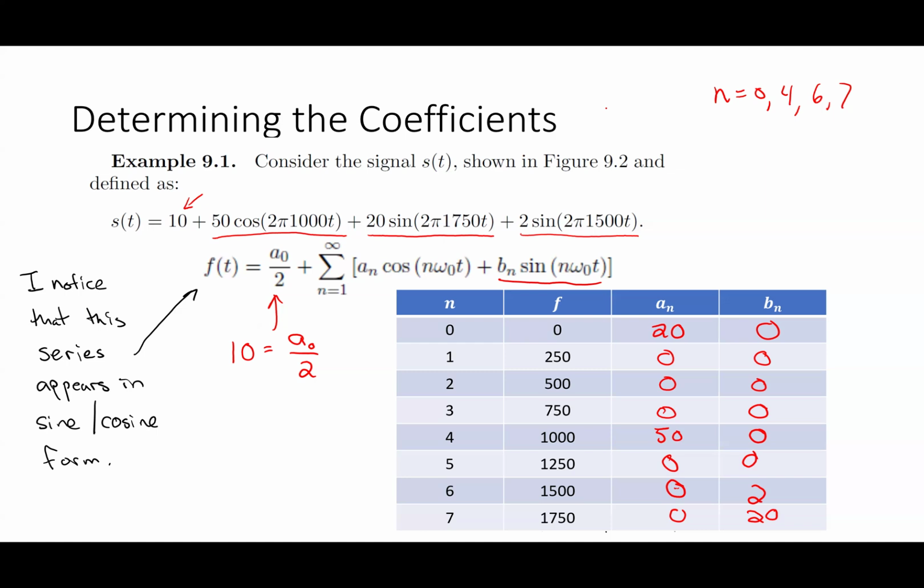Now, what I would do is I look at this and I say, I don't have a fundamental term. So those terms don't exist in the series. So A1 and B1 are equal to 0. And I think of those as knobs. I'm saying I don't need any amount of a cosine at the 250 frequency or a sine at the 250 frequency. So I'm basically multiplying them by 0 to make them go away.